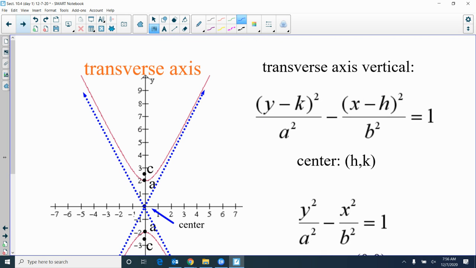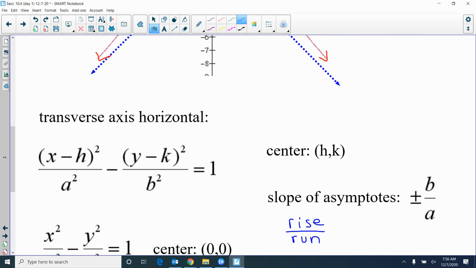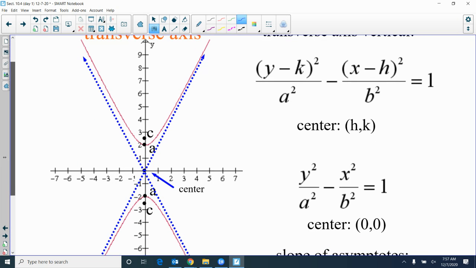Now, if your transverse axis is vertical, so basically it opens up and down. Okay, so here's the big difference here. If the x piece is positive, and we're subtracting the y piece, it opens left and right. If the y piece is positive, it's going to be y minus k squared over a squared. The a goes underneath the positive piece. The a is not the bigger one. So there are some subtle differences between hyperbolas and ellipses.